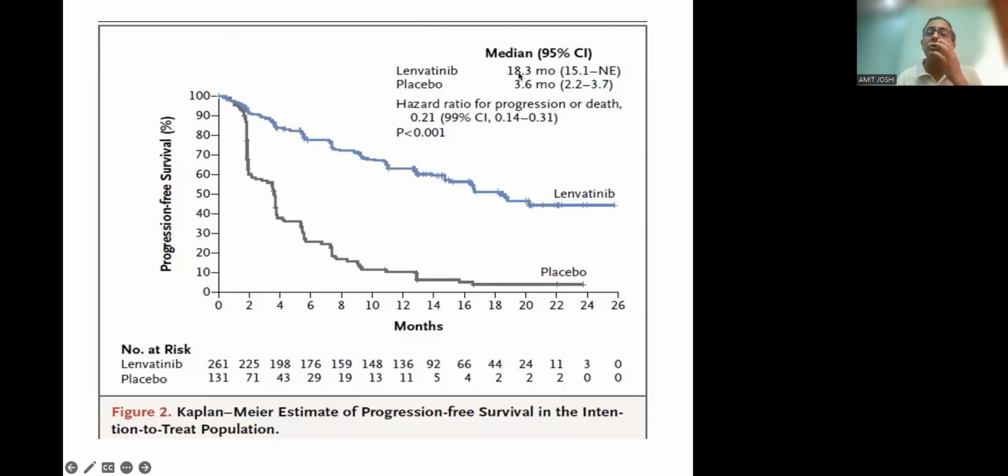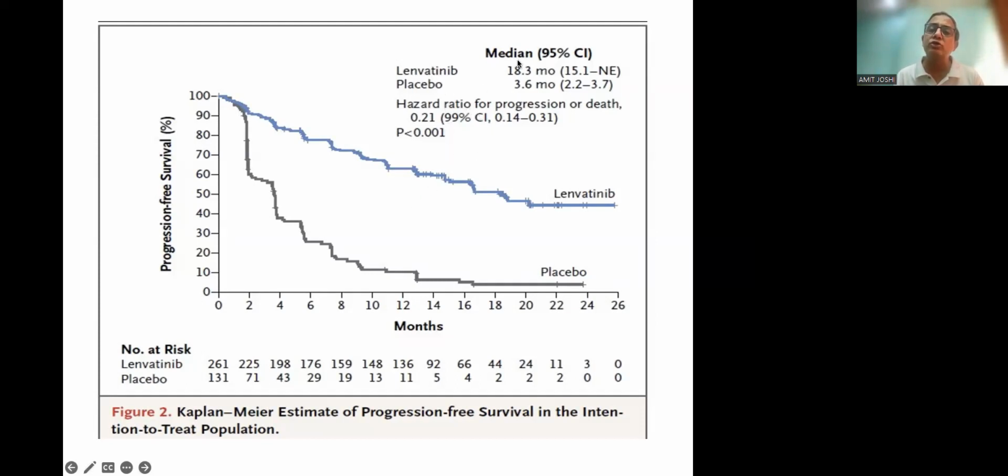In patients who received lenvatinib, the progression-free survival, that means the control of the disease, was close to 19 months compared to only 4 months. The hazard ratio, which was 0.6 earlier, further improved to 0.21. That means around 79% of patients benefited in terms of reduction in progression or death. So lenvatinib seems to be much more potent than the previous sorafenib in terms of control of the disease. With this trial, lenvatinib got FDA approval in metastatic differentiated progressing thyroid cancer over the other drug.